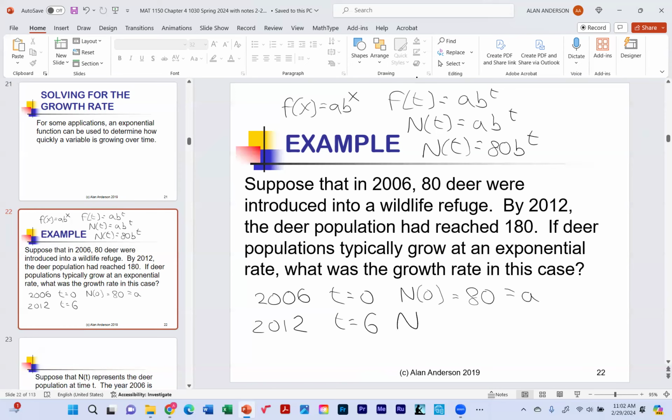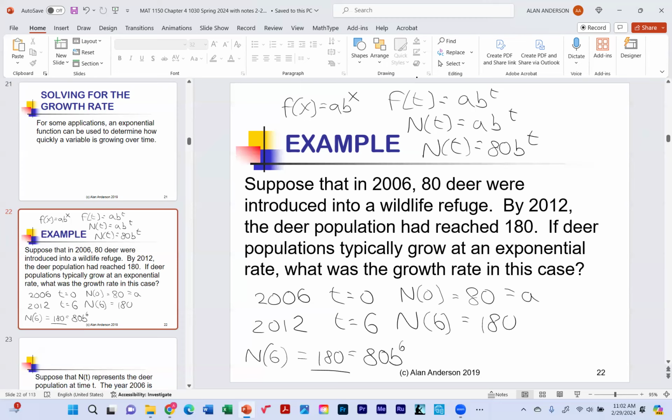We also know that n of 6, the number of deer in year 6, is 180. So what I've done is I've replaced n of 6, this is 180, and then the t becomes 6 because we know that this is year 6. So what I'm doing is I'm evaluating my function at t equals 6.